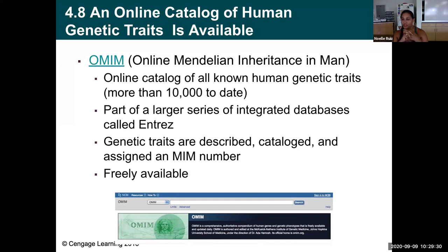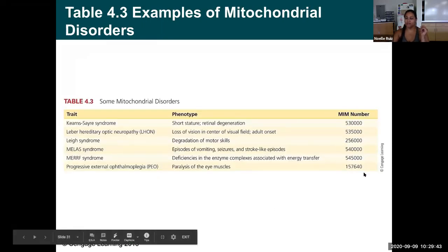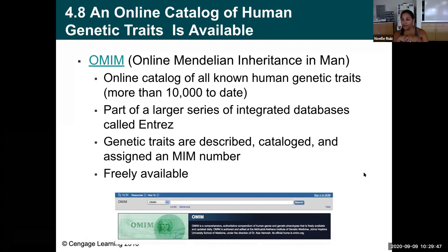It's part of a larger series of integrated databases. The genetic traits are described, cataloged, and assigned a MIM number. And the MIM number is on the right. That's where that comes from, is this database. And it's freely available to anybody who wants to look up this information. It's not just for scientists.